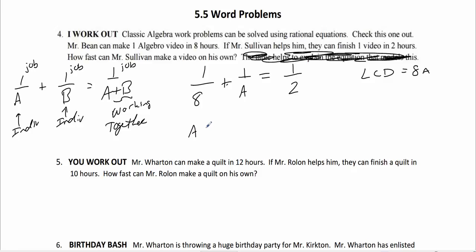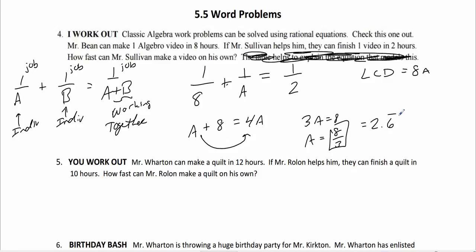So now let's multiply everything. So this should be A plus 8 equals 4A, right? And then I solve this. I get 3A equals 8. I divide. A equals 8 over 3. Now, what does this mean? 8 over 3 is actually 2.6 repeated. So this tells me that about 2 hours and 2/3 of an hour is what, 40 minutes. So 2 hours and 40 minutes it takes Sullivan to make a video. Okay, 2 hours and 40 minutes it takes Sullivan.